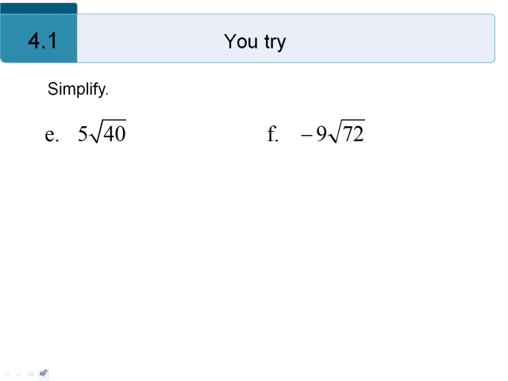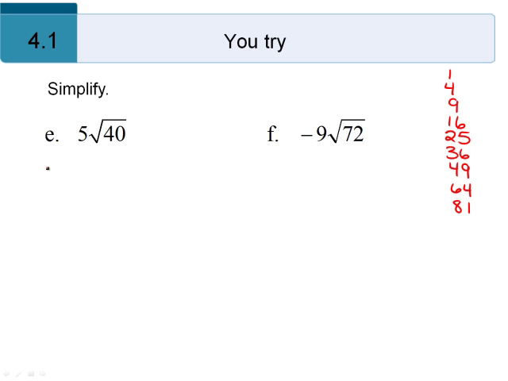Letter E, now we have a number on the outside. So what that's going to do is anything that we bring out, the 5 is going to get multiplied by all the terms that come outside. So once again, I'm going to write out my perfect squares over here on the right hand side. 36, 49, 64, 81. That's as high as we need to go because 72 is our biggest number.